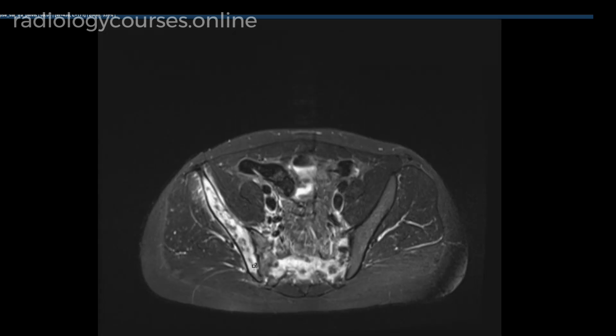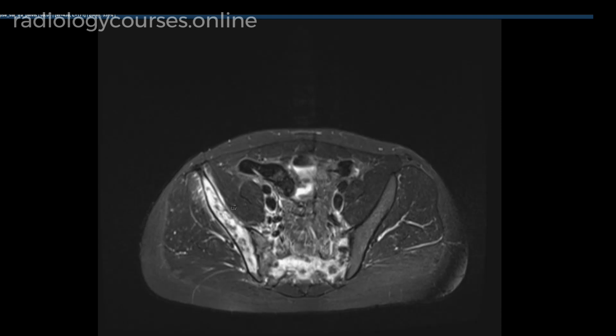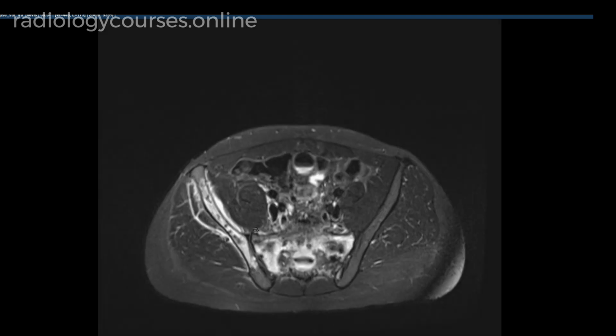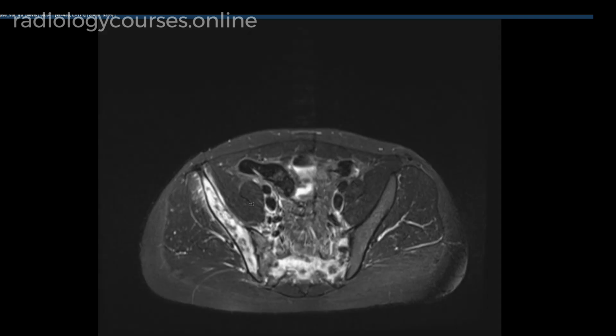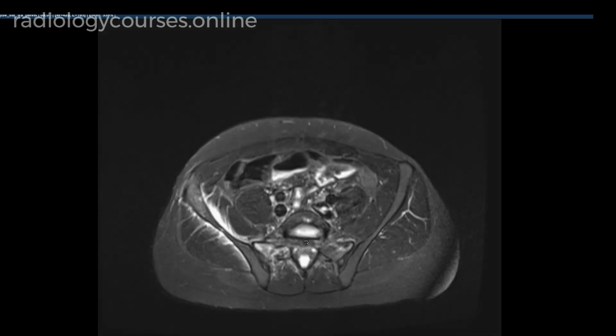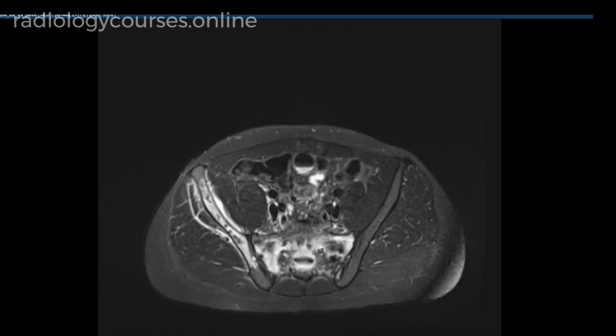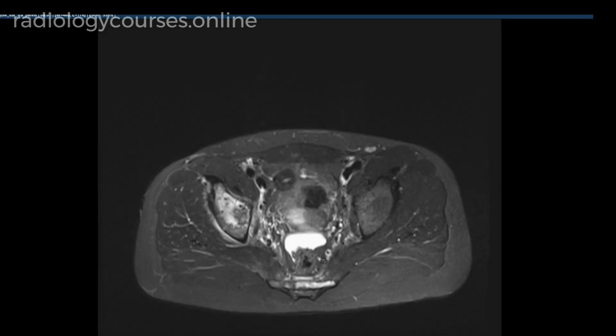As you can see, there is diffuse abnormal signal on the axial STIR sequence involving the whole of the right iliac bone with mild inflammatory change both superficial and deep to it, but there is no evidence of any muscle edema. There is no evidence of any collection. And here the sacrum also shows extensive patchy abnormal signal on the STIR sequence.